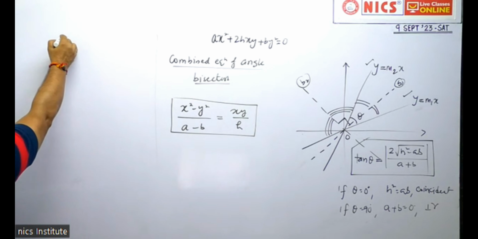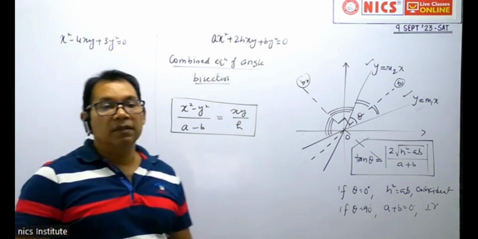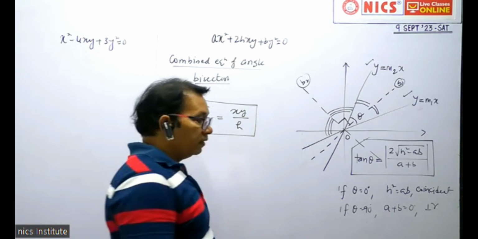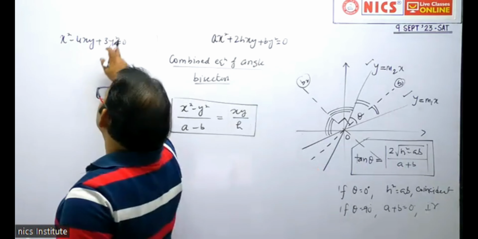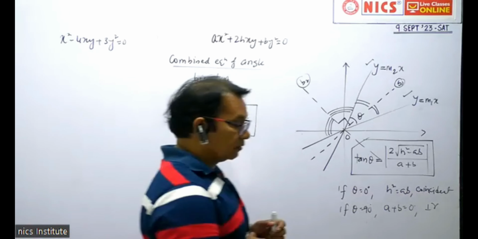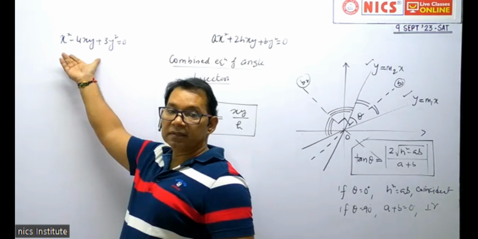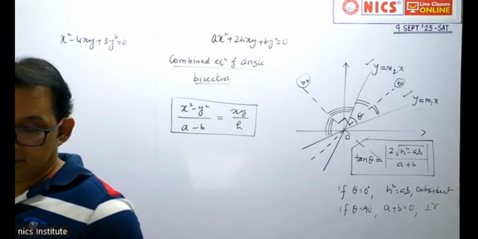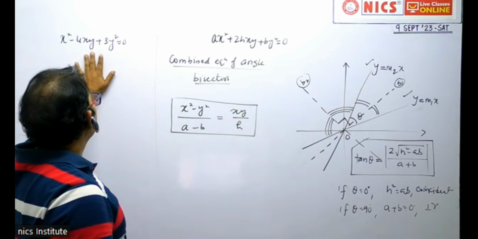Question for you. Suppose we have the equation x square minus 4xy plus 3y square equal to 0. This is the combined equation of pair of straight lines. The question is, find the combined equation and individual equation of angle bisectors between the two lines given by this. Find the combined and individual equation of the angle bisectors, the angles between these two lines.